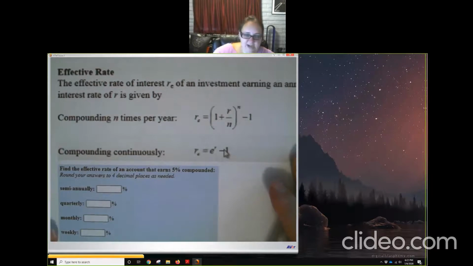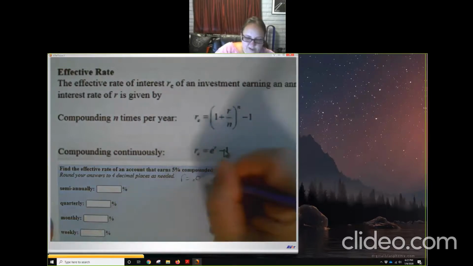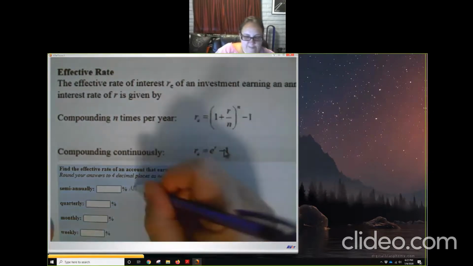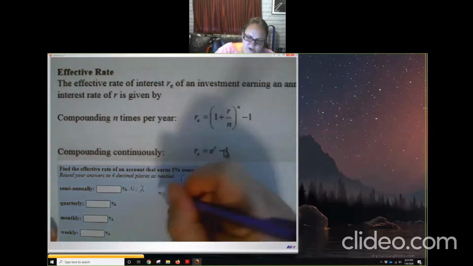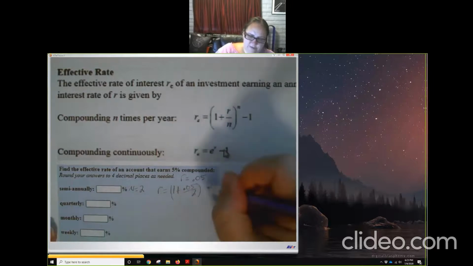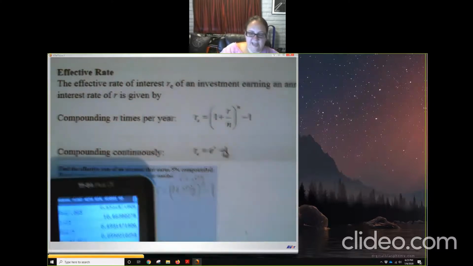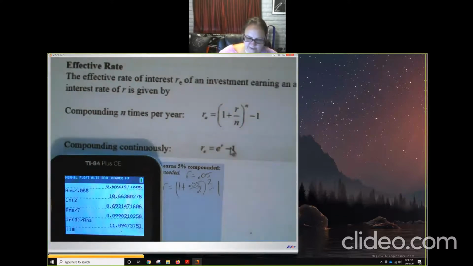So to find an effective rate in an account that earns 5%, that means my rate is 0.05. Compounded semi-annually, that means that n is 2. So my effective rate would be 1 plus 0.05 divided by 2, to the 2, minus 1. So I just take that and plug it in. 1 plus 0.05 to the 2, and then minus 1.